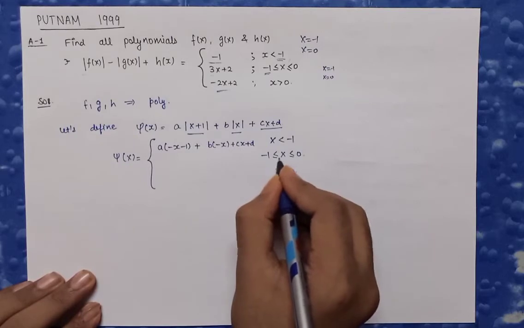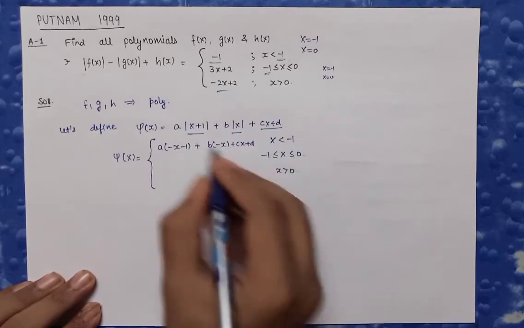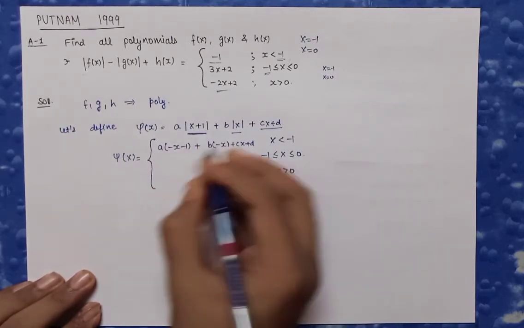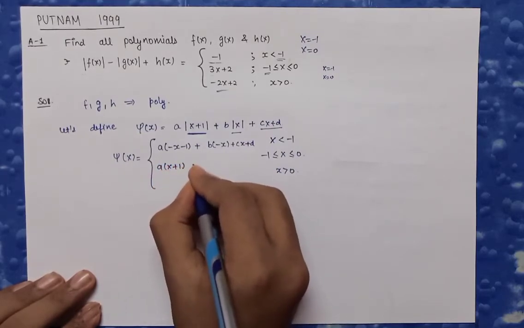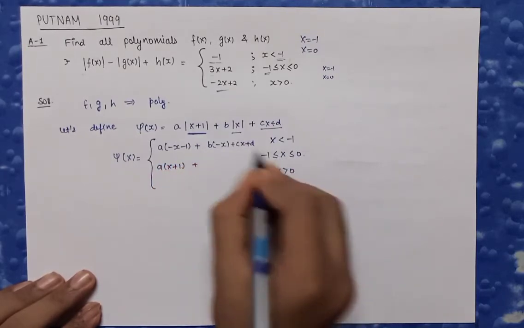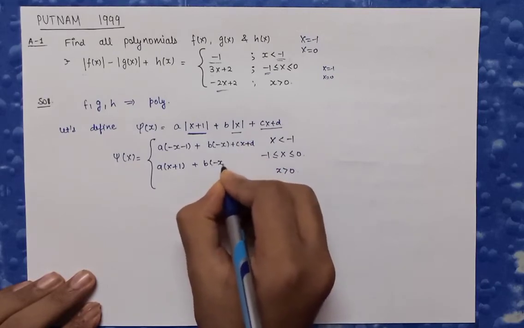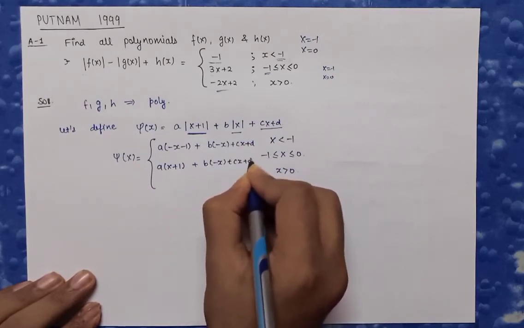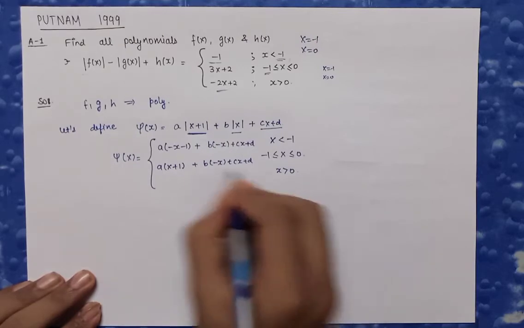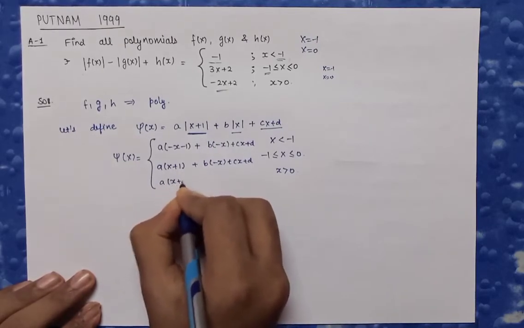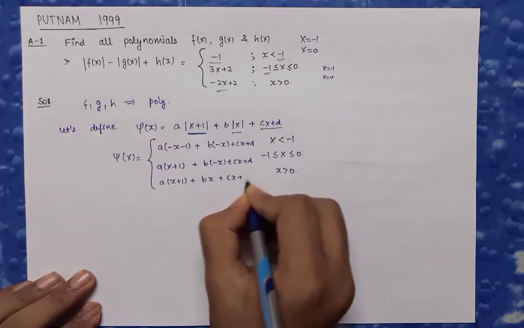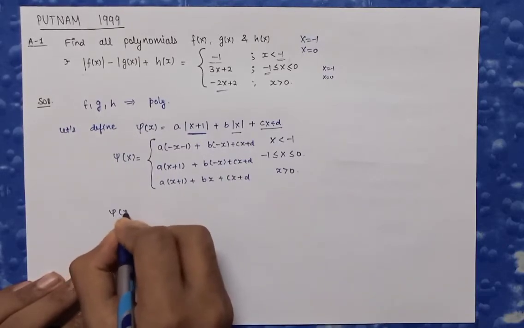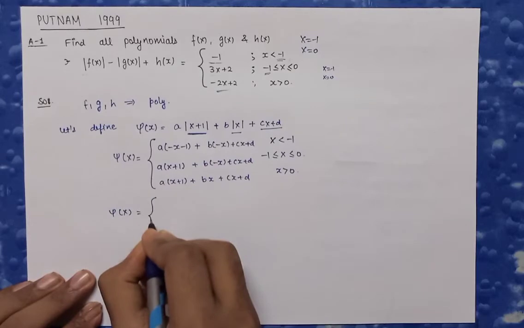Similarly here x is greater than minus 1 but less than or equal to 0. So this thing will be positive. So we are going to write a(x plus 1) plus, but since x is negative, we can write minus b x plus cx plus d. And then here x greater than 0, then everywhere we can clearly write a(x plus 1) plus b x plus cx plus d. Now let's write it in a clear way.